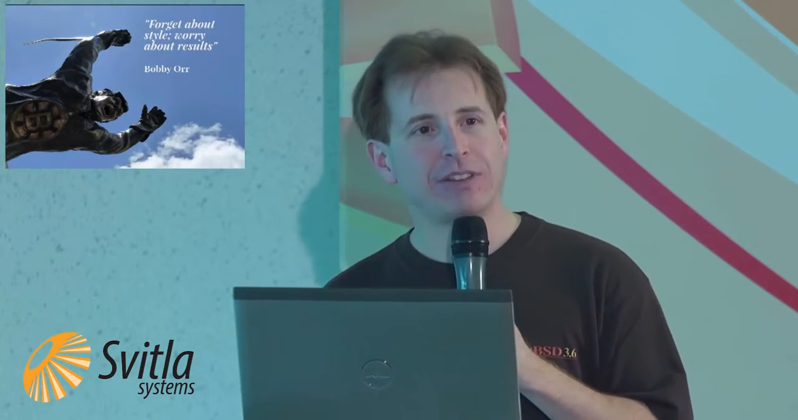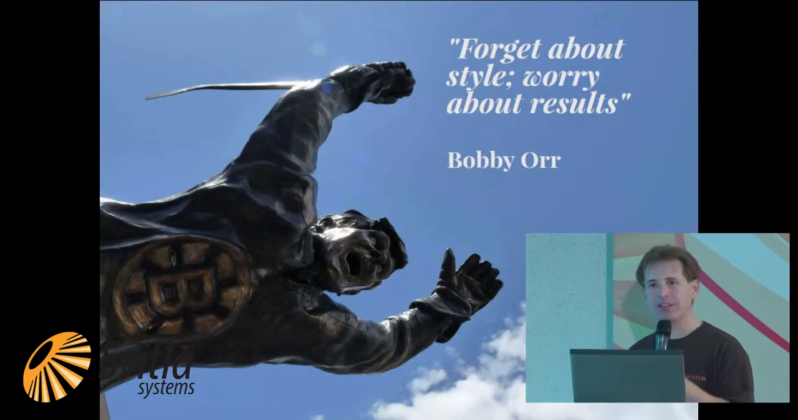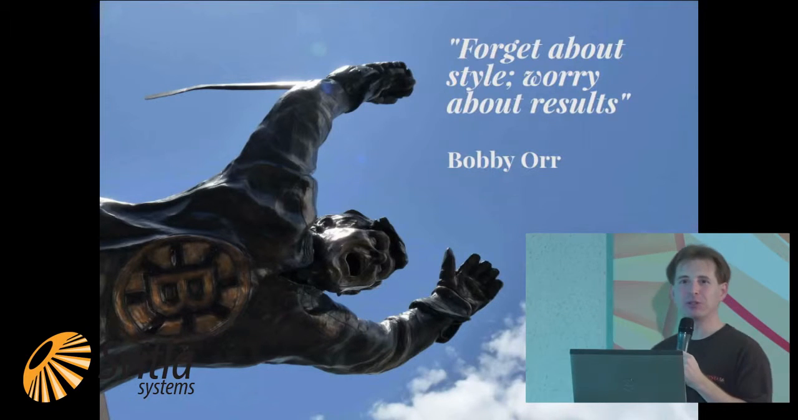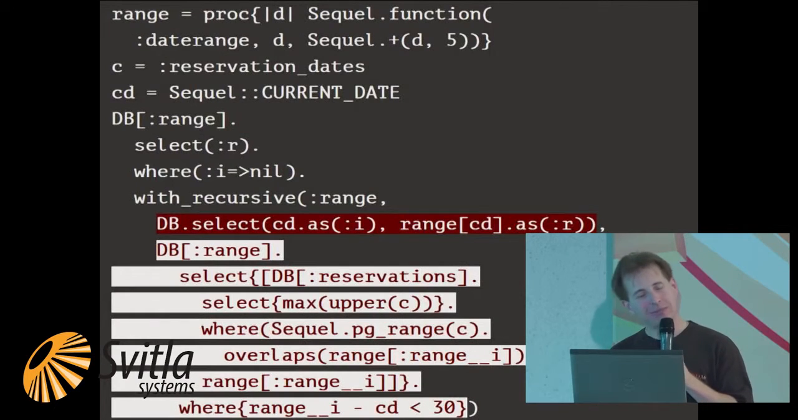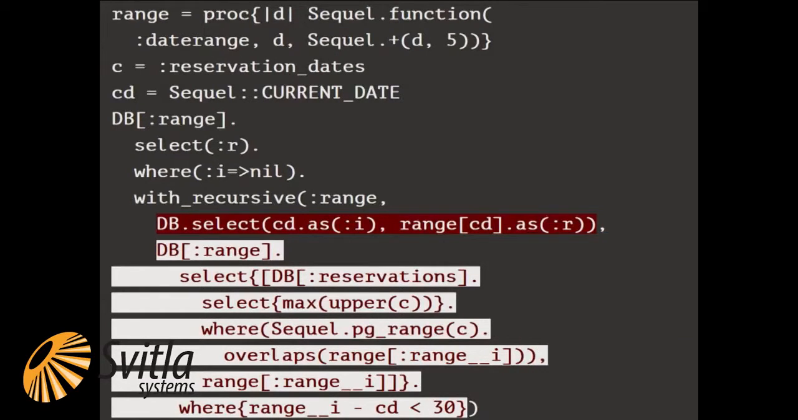Now, as you've seen in the previous example, recursive expression syntax can be somewhat complex, and it does take some time to learn how to write recursive queries. However, as hockey great Bobby Orr used to say, forget about style, worry about results. Well, Sequel doesn't always forget about style. It offers helper methods for writing these recursive queries. And the SQL in the previous example was not written by hand. It was generated from this Sequel dataset.